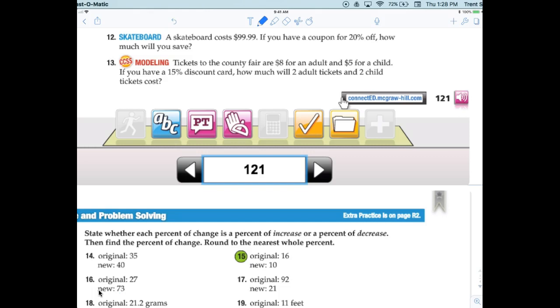All right, it says, tickets to the county fair are $8 for an adult, $5 for a child. If you have a 15% discount card, how much would 2 adult and 2 child tickets cost? Ready? 30 seconds. Go. Number 13, that's what we're doing.